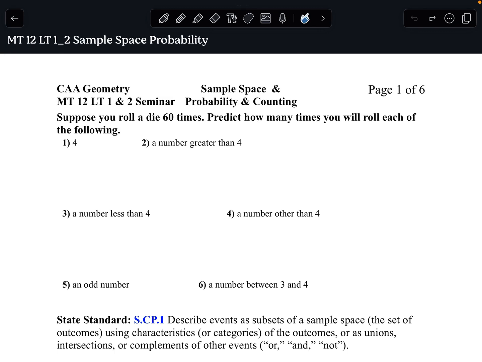Let's take a look at your MT12, LT1, and 2 seminar on sample space, probability, and counting. Before we start, do the first 6 questions and then come back.